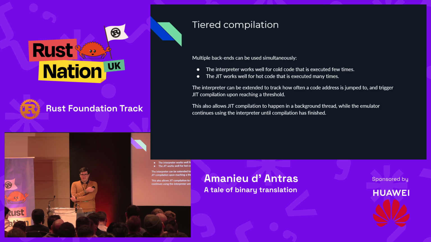Another thing that we can add is tiered compilation. So the interpreter works really well for code that is rarely executed. And the JIT compiler works well for hot code that is executed many times. Can we combine these two advantages?